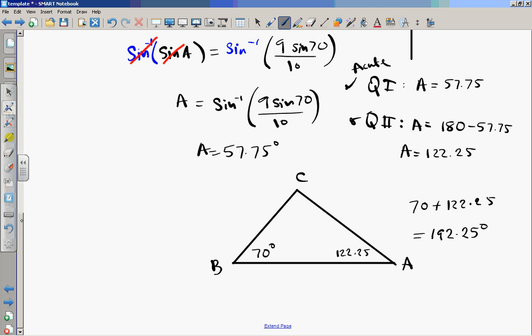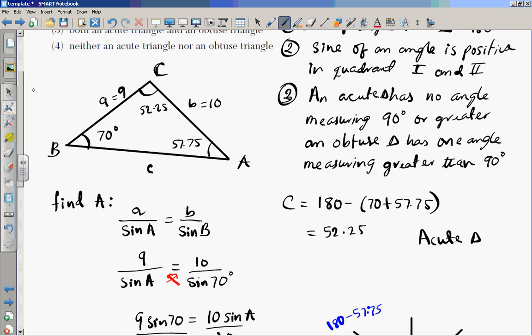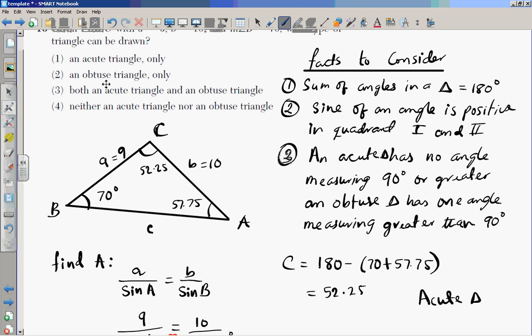You already went beyond 180 degrees. Remember I told you earlier that the sum of angles in a triangle has to be 180? Well, you add in B and A, and you already have a sum that's bigger than 180. Alright, so what does that tell you? That means obtuse is out of the question. Okay, so using this information that we have, the only triangle that works is an acute triangle right there. Alright, so there you have it.